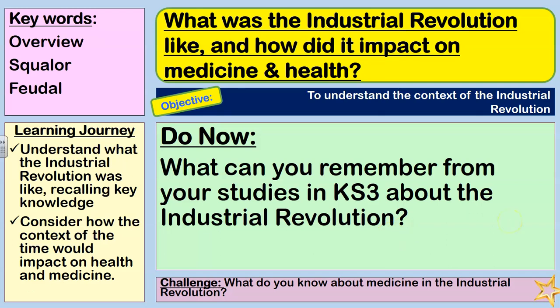So today we are continuing our work on contextualising medicine and health through time. Last lesson we looked at the Renaissance period, or early modern. Today we are going to look at the Industrial Revolution, what it was like and how it impacted on medicine and health. So, to start off, I would like you to just jot down and see what you can remember from your studies in Key Stage 3, in Year 8, about the Industrial Revolution.